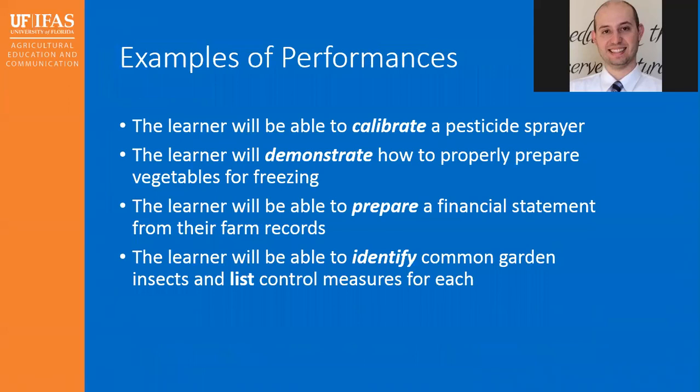So this slide provides some examples of performance characteristics for your objectives. Each word that is bolded and italicized demonstrates the skill or performance verb that would be included in your objective. So we'll just go through each one of these. The learner will be able to calibrate a pesticide sprayer. The learner will demonstrate how to properly prepare vegetables for freezing. The learner will be able to prepare a financial statement from their farm records. The learner will be able to identify common garden insects and list common measures for each.